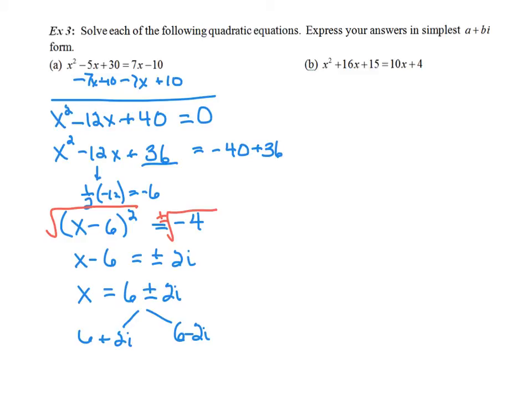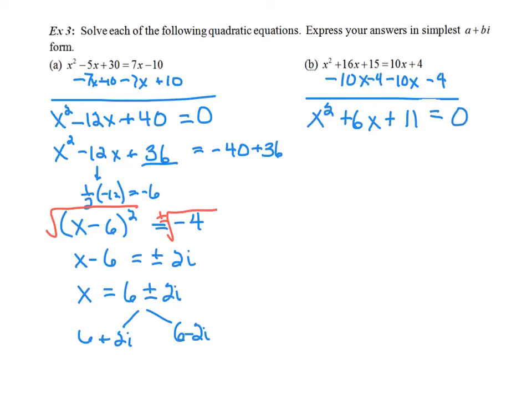Again, I've got a quadratic, but I need to put it in standard form. So let's subtract 10x from both sides of the equation. Let's subtract 4 from both sides of the equation. And I'm getting x squared plus 6x plus 9 equals 0. Oops, I think I subtracted that wrong. So that should actually be x squared plus 6x plus 11 equals 0. Good thing I checked that.